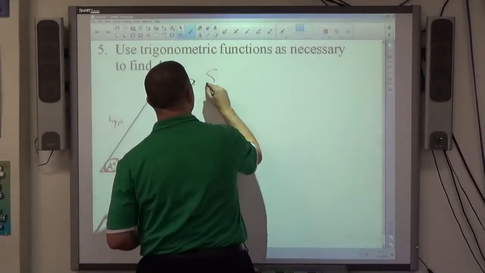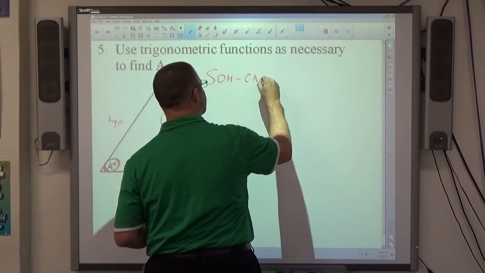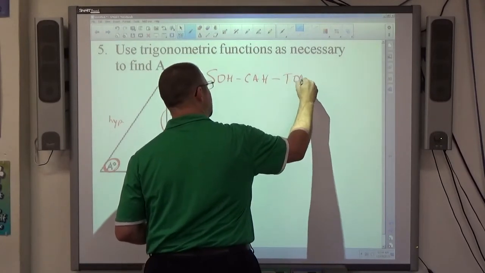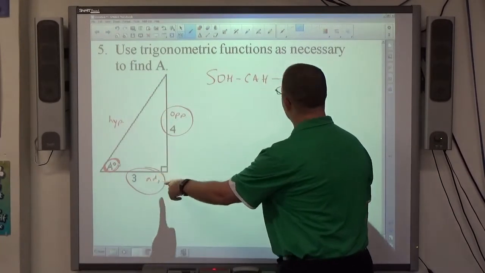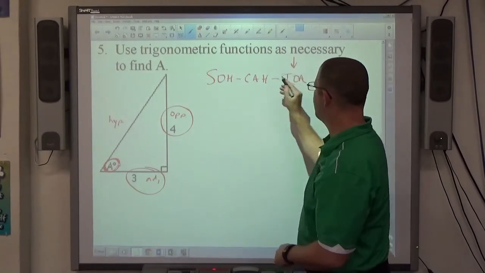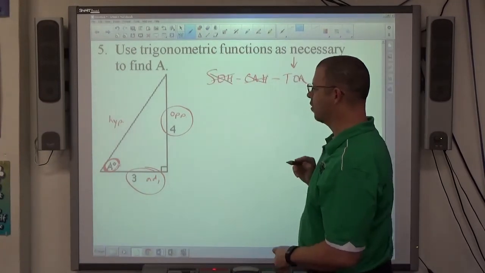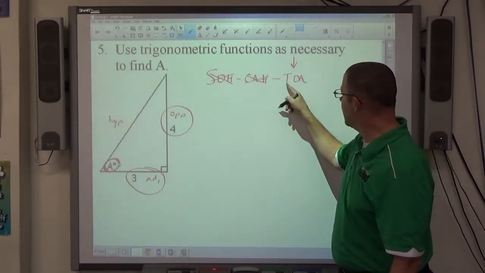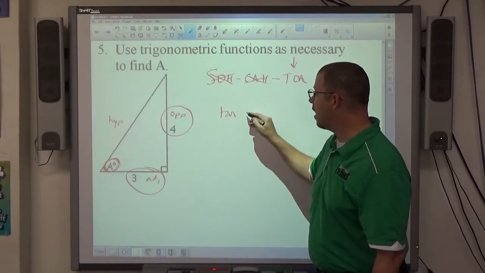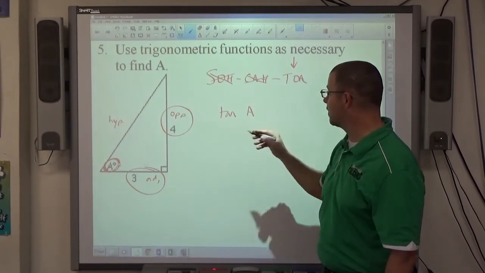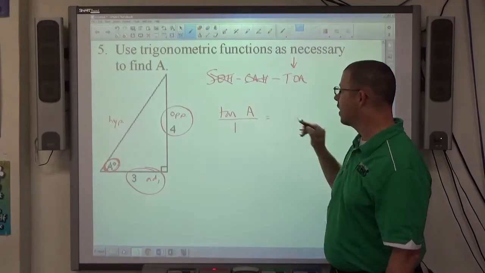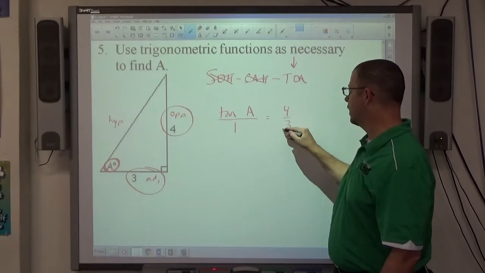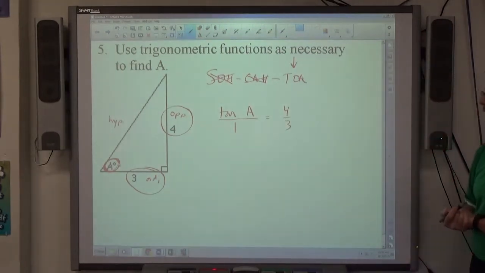And again, if I focus on SOHCAHTOA, the fact that I know the opposite and I know the adjacent means that tangent's going to be helpful here, cosine and sine won't. And again, using good trigonometry writing here, tangent of an angle that we're working with, which is A in this case, over 1 equals 4/3. Again, if we write our trigonometry expression out like that.